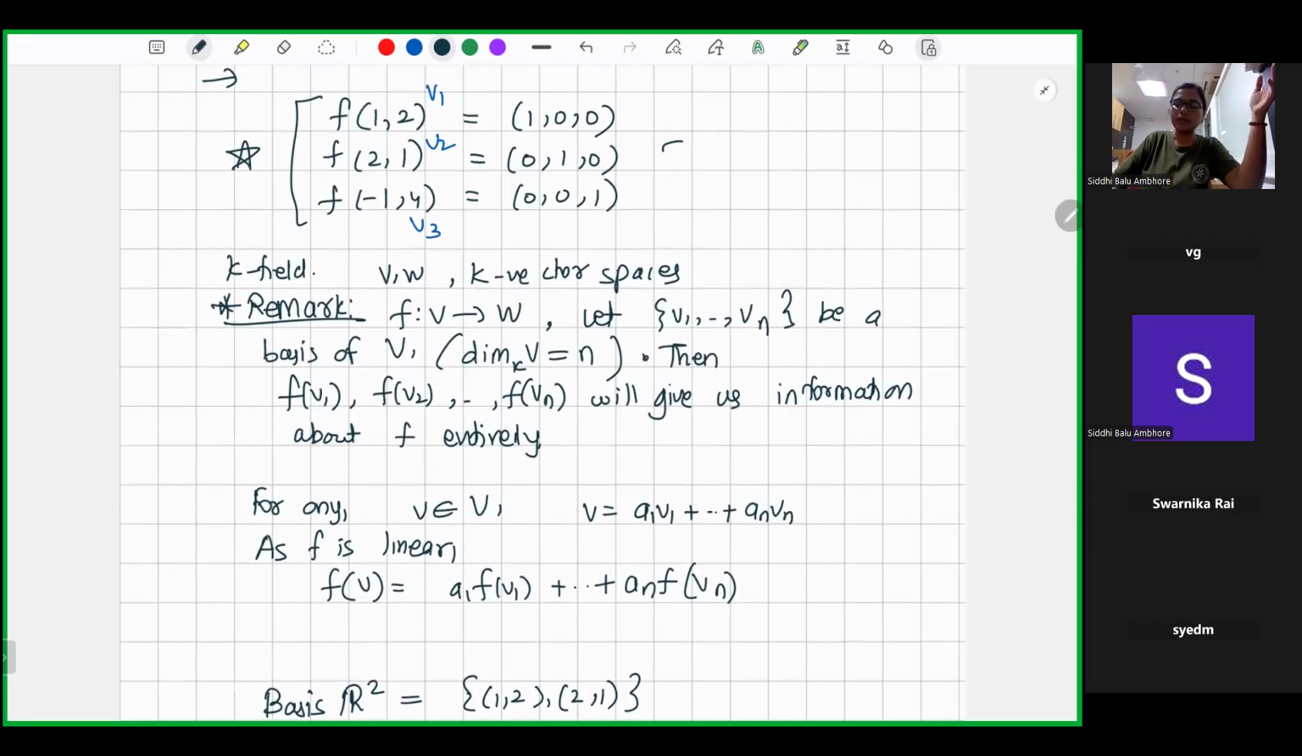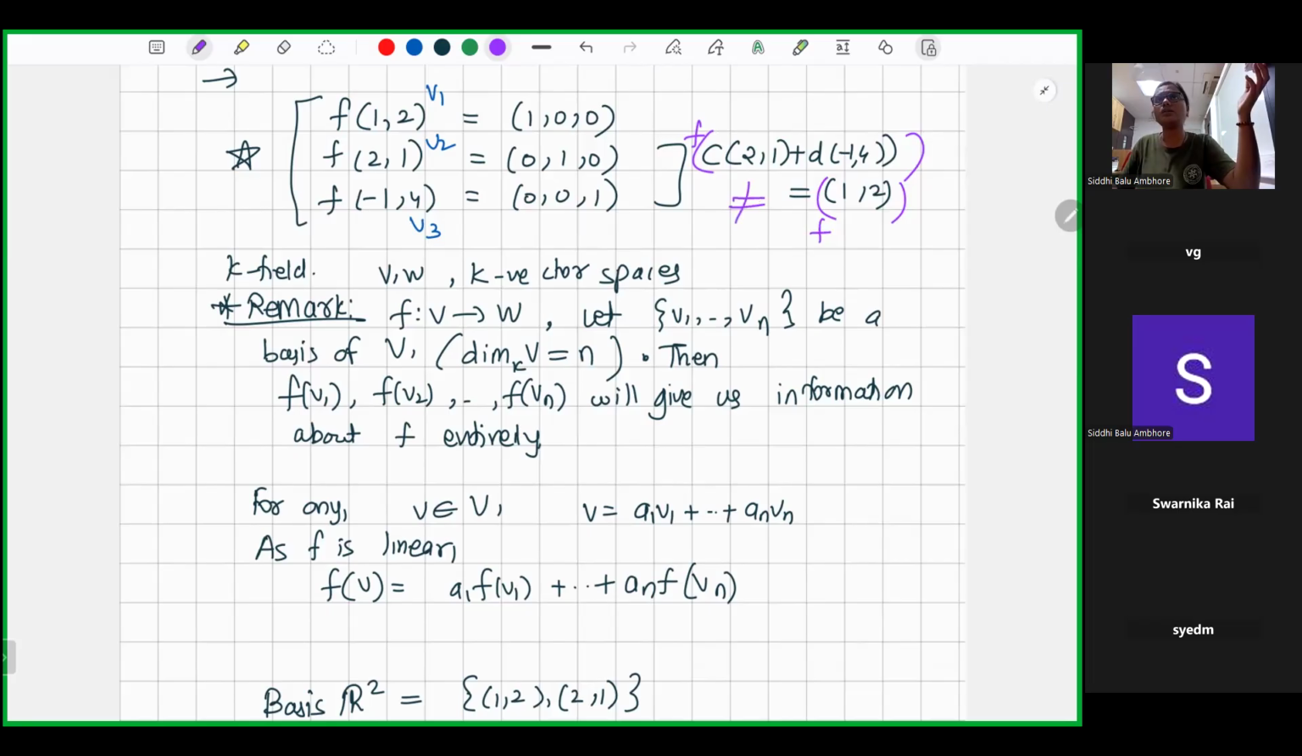You can also try it with these two and try to come up with a linear combination of 1, 2. So try to do something like this: C of (2, 1) plus D of (-1, 4) is equal to (1, 2). And check whether f of this thing is equal to f of this or not. And you will see that this is not possible.